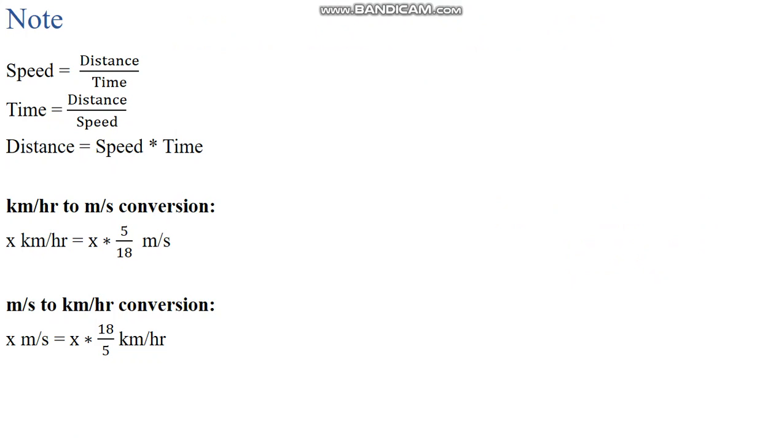In order to express the speed in meter per second from kilometers per hour, we need to multiply the value with the conversion factor of 5 by 18. In order to express the speed in kilometers per hour from meter per second, we need to multiply the value with the conversion factor of 18 by 5.